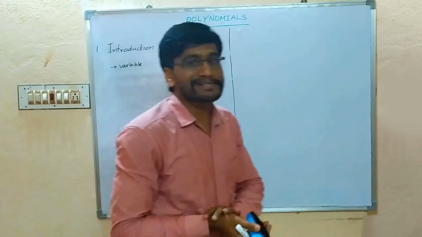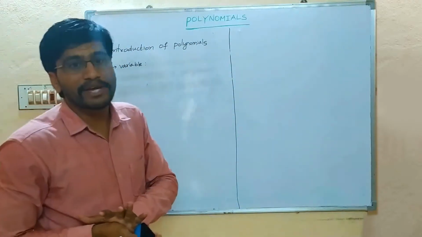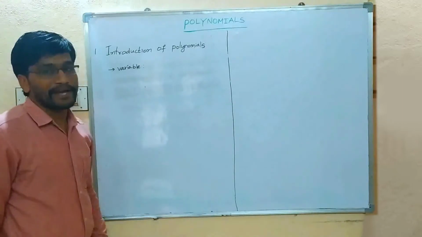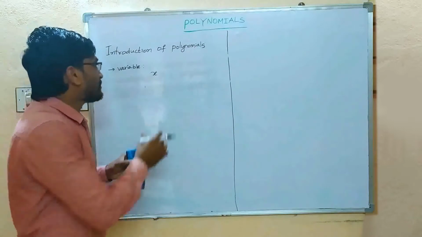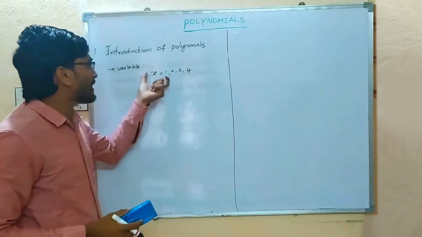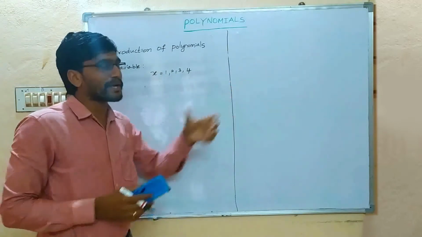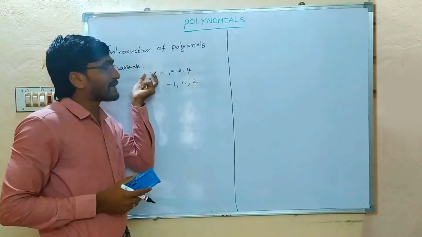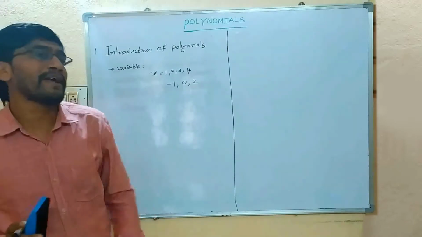Variable is nothing but a symbol which can take various numerical values. A symbol which can take various numerical values is called a variable. So see, I want to take a symbol x. So x is the symbol. So in place of x we can give 1, 2, 3, 4 like that. We can give any real number for this x. That means x is the symbol which takes various numerical values like -1, 0, 2 like that. We can give any real number for this x, so that it is called a variable. A symbol which can take various numerical values is called a variable.